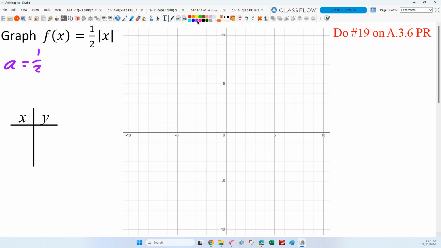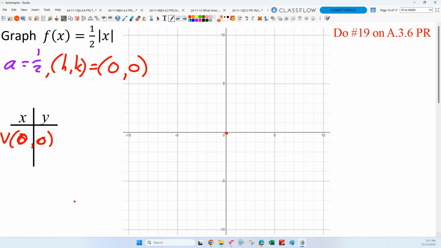1/2. Okay, what are h and k? 0 and 0. Okay, so now, when we want to graph this thing, all we really need is the vertex and one other point. So that's where the t-table comes in. So we know that the vertex has coordinates 0, 0, so it goes right there. We need one other point though, and that's when we use a t-table.